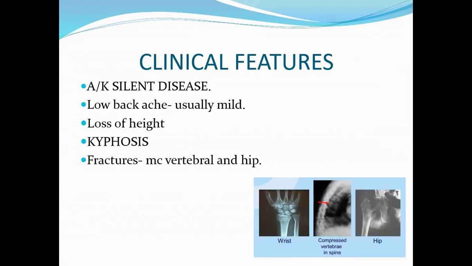In the case of the clinical features, osteoporosis is known as a silent disease, which occurs slowly but is a steady one. Means continuously, the rate is steady. So this is a silent disease. The low back ache is usually mild. Initially, there is somewhat less amount of pain observed in the wrists, then in your spine, then hip bones, in this way hip joints. The patient complains of something that indicates that osteoporosis has started. This mostly occurs at the age of 40 to 50.